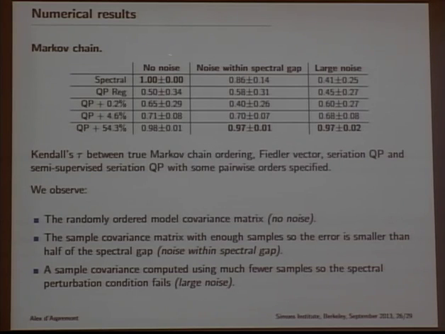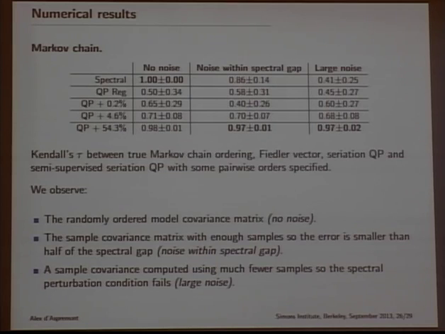And what you see, obviously, is that when you have no noise, the theory tells you that the spectral solution is exact, and you see that Kendall's tau is 1. It's a correlation. And you see that the QP solution is not so good. Okay? Same thing here. As soon as you add structural information, in fact, a lot of it, it starts to get better, but it's a relaxation, so it's not exact.